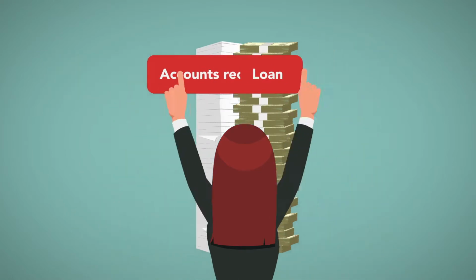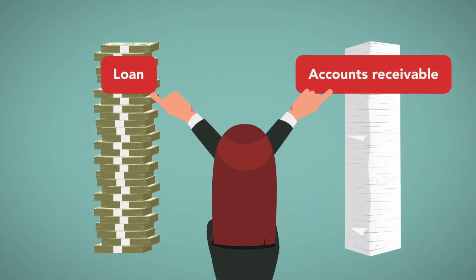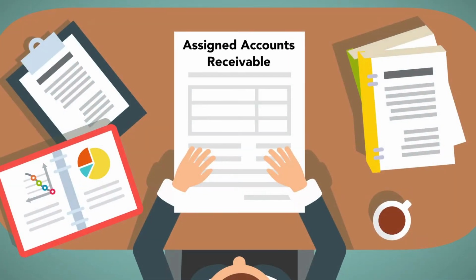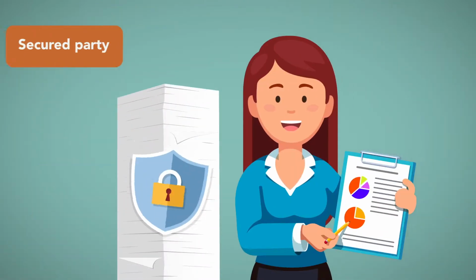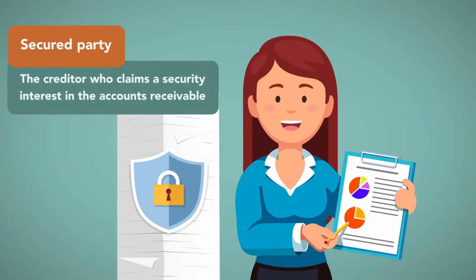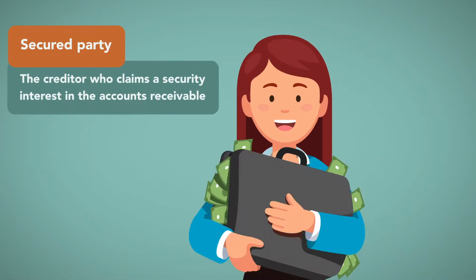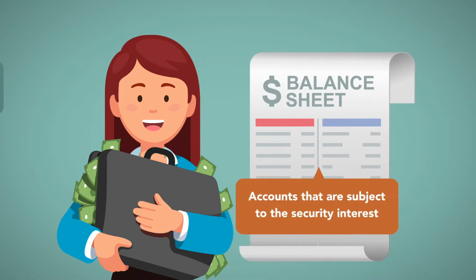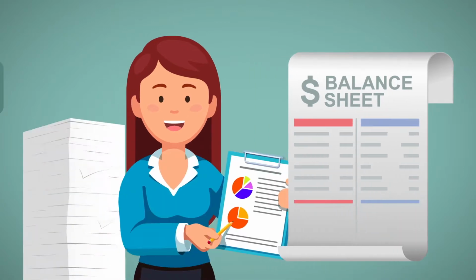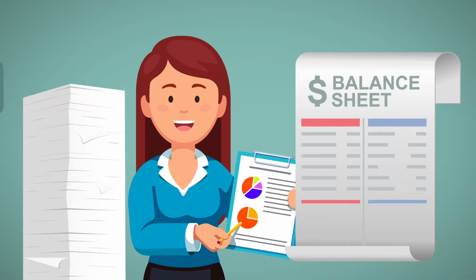Sometimes a business will need to borrow funds to continue its operations, and it will therefore need to pledge its accounts receivable as collateral for a loan. The company may record these funds in a separate account called assigned accounts receivable. If the secured party, which is the creditor who claims a security interest in the accounts receivable, has a right to sell or pledge the receivables, the accounts that are subject to the security interest must be listed separately on the balance sheet. Even if the creditor does not have the right to sell or pledge the receivables, the existence of the security may need to be disclosed in the balance sheet's footnotes.